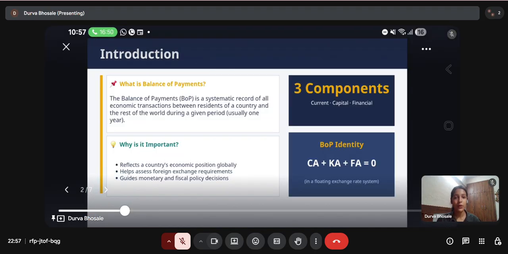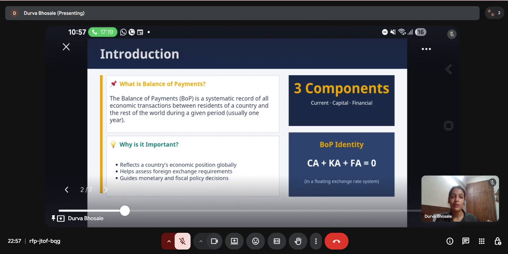Balance of payments, or BOP, is a systematic record of all economic transactions between the residents of the country and the rest of the world during a given period of time, usually a year. Now, why is this important? It is important because of these three reasons. Number one is that it reflects a country's economic standing or position globally. Number two, it helps in assessing foreign exchange requirements. Number three, it guides the monetary and fiscal policies.